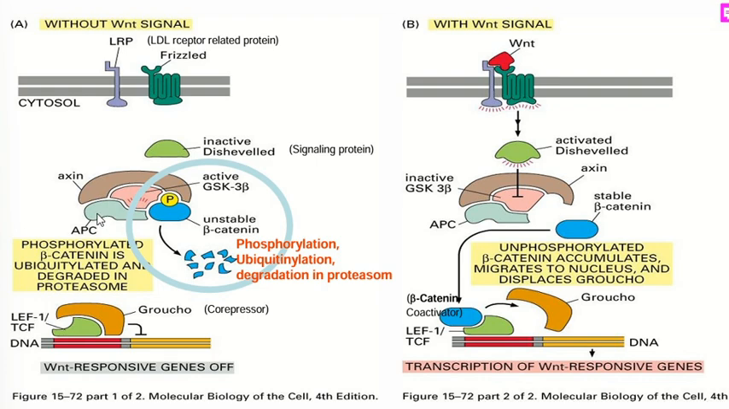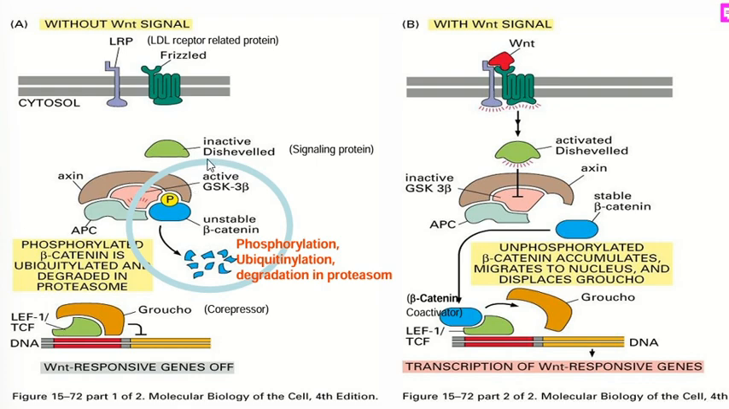So here we can see the plasma membrane and two proteins. One is Frizzled protein, another is LRP, LDL receptor related protein. The Frizzled protein is a 7 transmembrane cell surface receptor, and LRP is a co-receptor for WNT signaling. When there is no WNT ligand bound to the receptor and co-receptor, the pathway stays off. As a result, the Disheveled protein, which is a cytoplasmic signaling protein, is inactive.